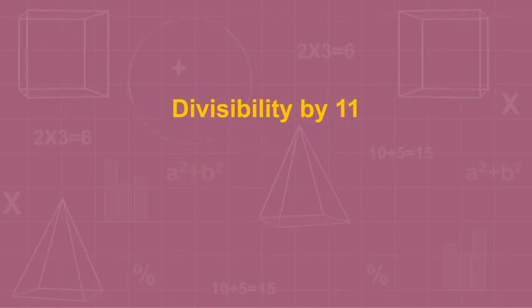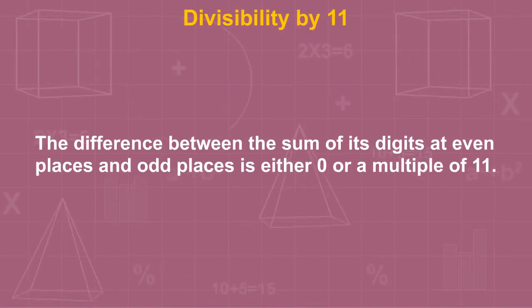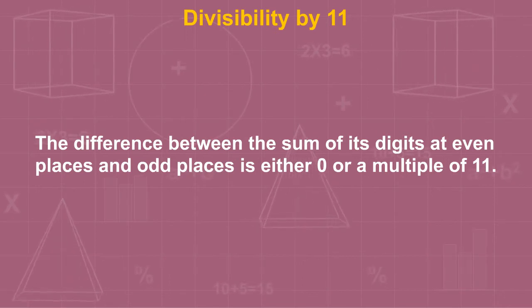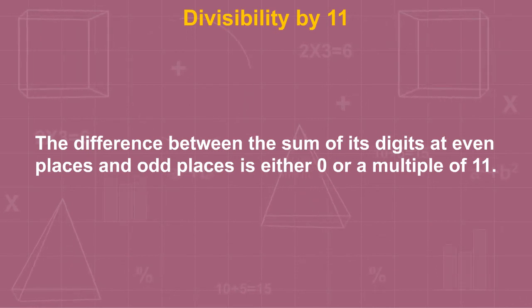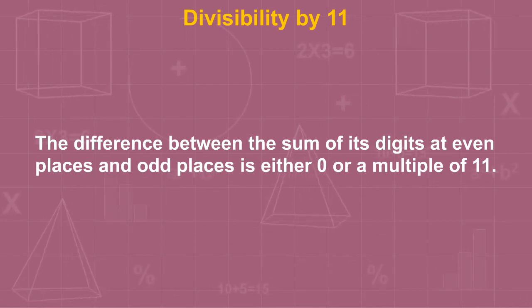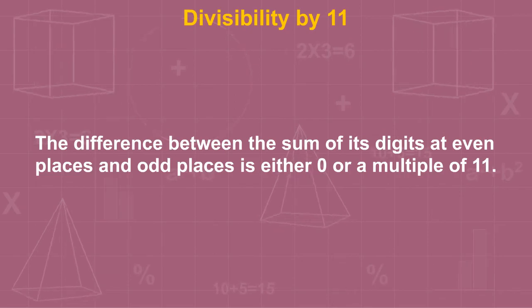Divisibility by 11. A number is divisible by 11 if the difference between the sum of its digits at even places and odd places is either 0 or a multiple of 11.